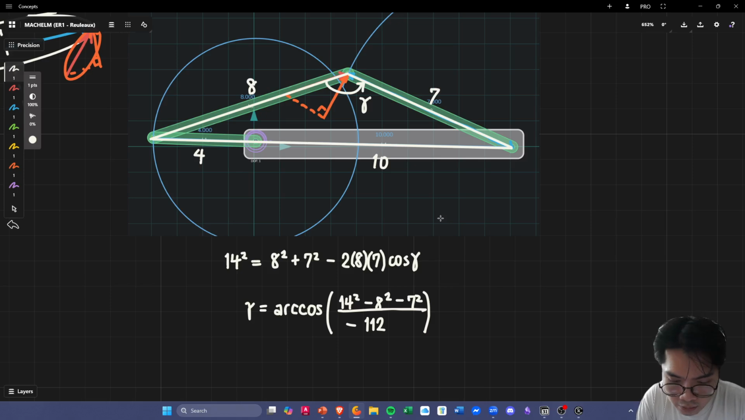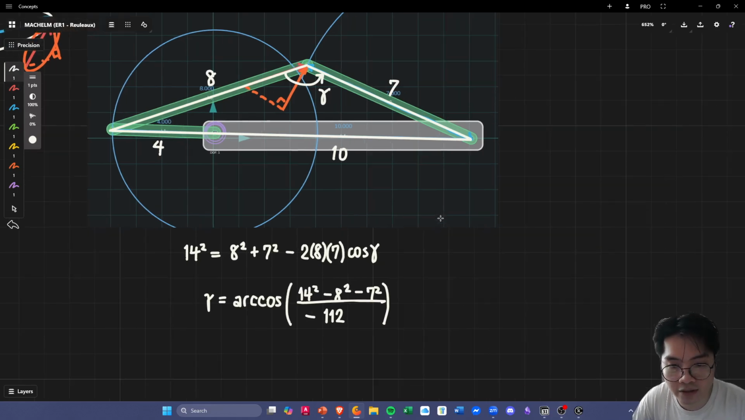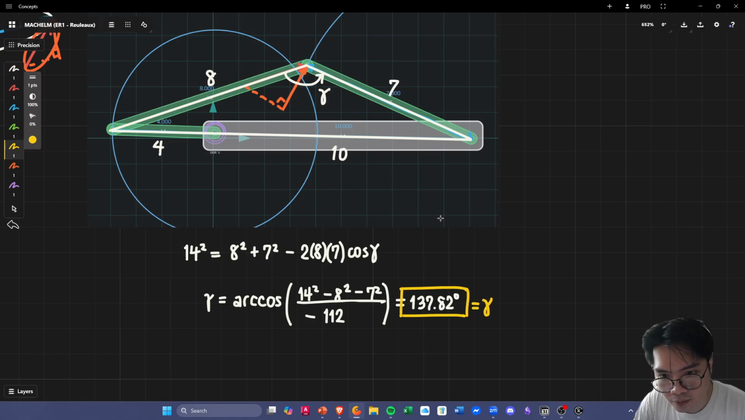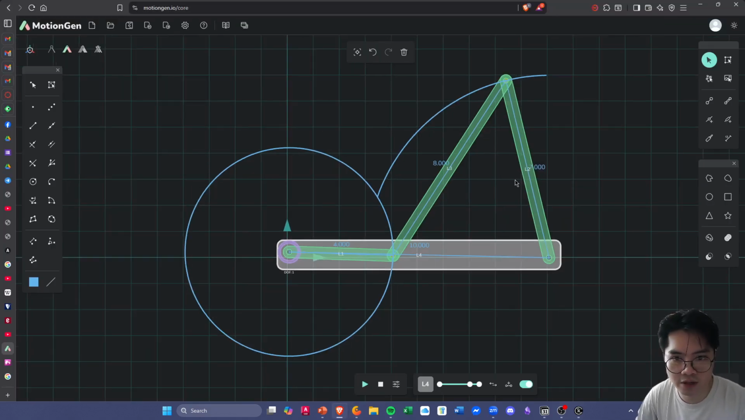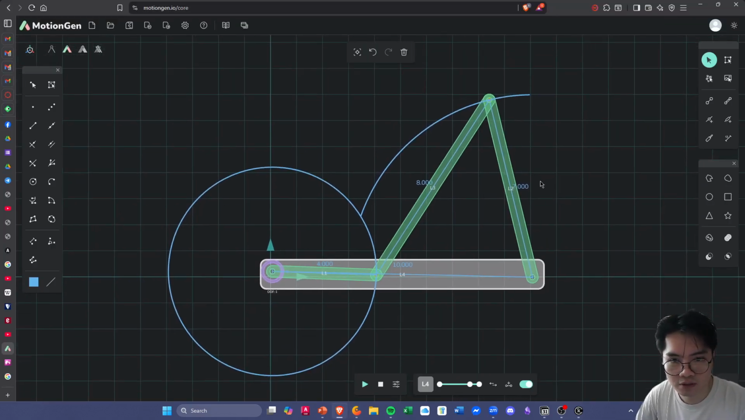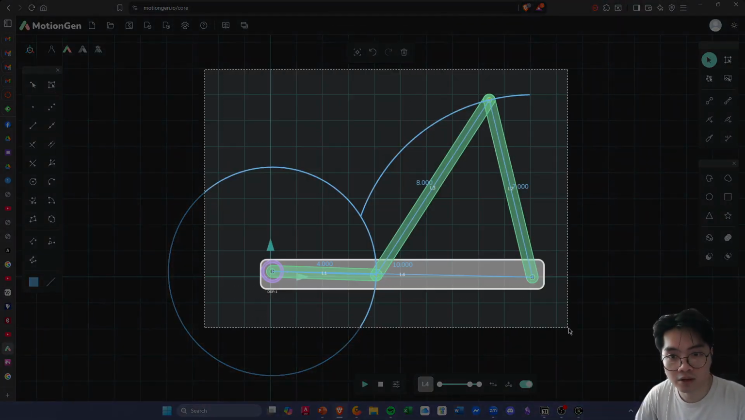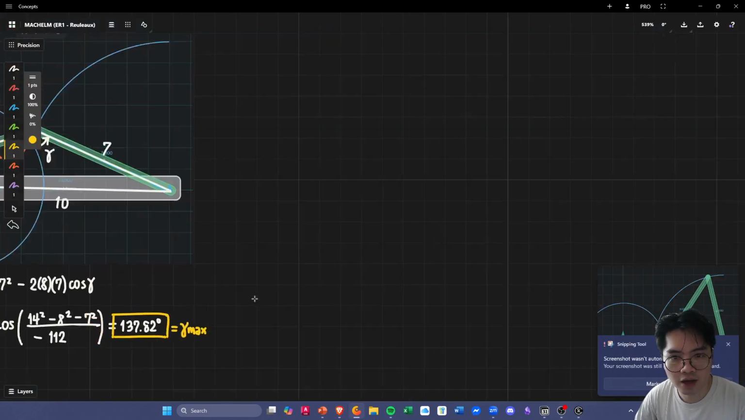So let's try this out. 14 squared minus 8 squared minus 7 squared, and then negative 2 times 8 times 7, we will have a maximum of 137.82. So this is our maximum gamma. And our minimum gamma comes from this configuration. I'll just take a picture of this. There it is, and then we'll have it here.